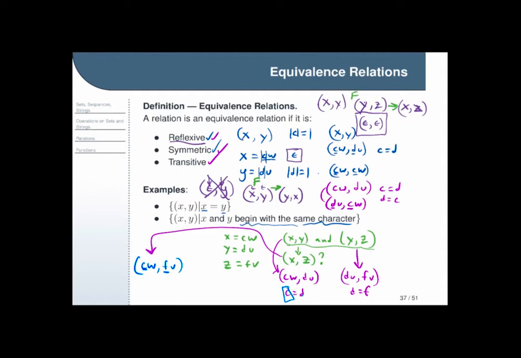And unfortunately, in this case, our informal definition isn't doing us any favors, right? We've said these things are related if they begin with the same character. That seems to suggest that if they don't begin with any characters, then maybe they can't be related, right? So I think because we were trying to define an equivalence relation, we probably want to rewrite this a little bit and say something more like: if x begins with c and y begins with d, where the length of c is equal to the length of d is equal to 1, then c is equal to d.